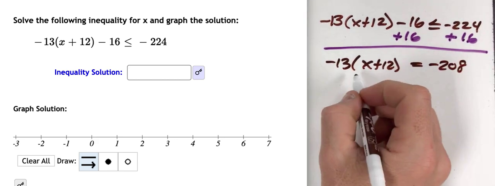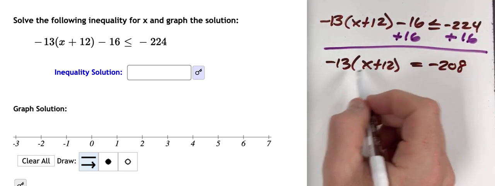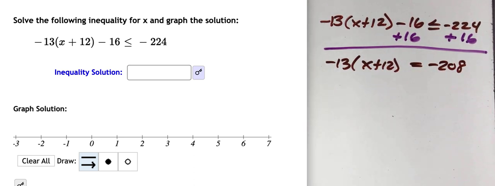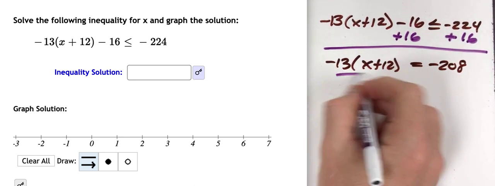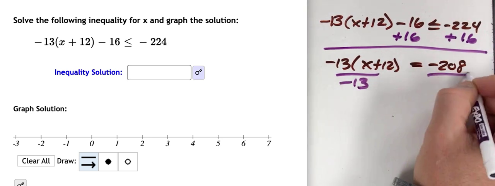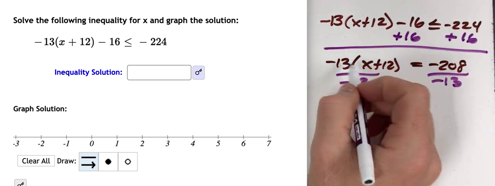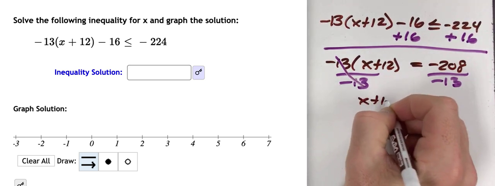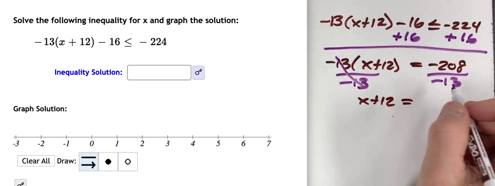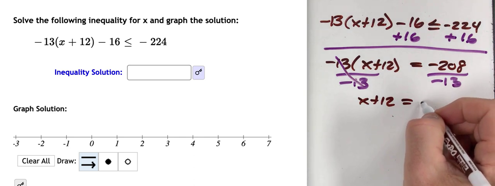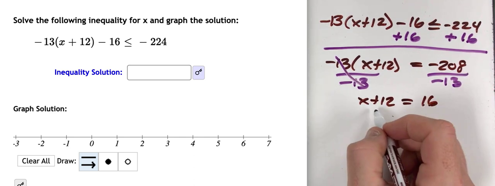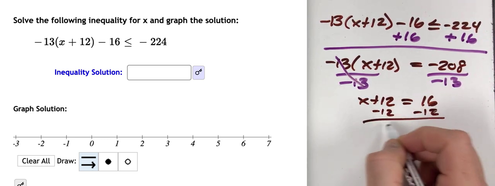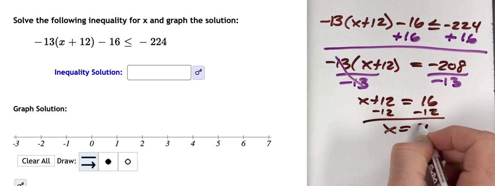And then from there, the next thing that we want to get rid of that's around the x is this minus 13. It's on the outside of the parentheses, a little farther away. We'll get rid of that by simply dividing by negative 13. So if you divide by negative 13 to both sides, these will cross out, and now you've got x plus 12 equals, and then you're going to say 16. This goes into 208 16 times. And then as I finish solving for x, I'll subtract 12 from both sides, and then finally you'll have x equals 4. That's a 4, by the way.